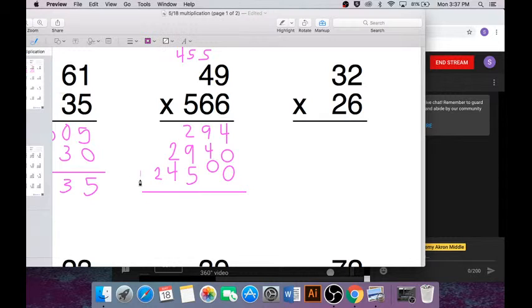And we're going to add those together. 4 plus 0 is 4. 9 plus 4 is 13. 2 plus 1 is 3, plus 9 is 12, plus 5 is 17. 1 plus 2 is 3, plus 4 is 7, and then 2 plus 0 is 2. So our answer is 27,734.